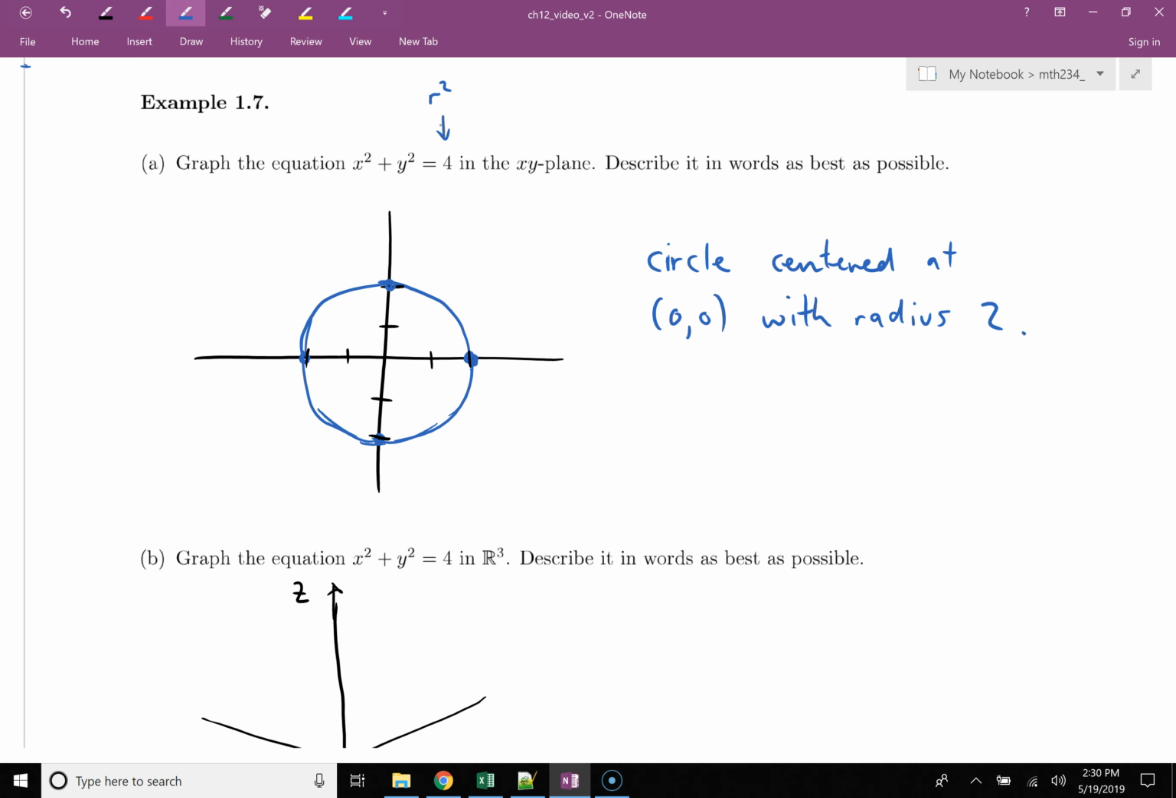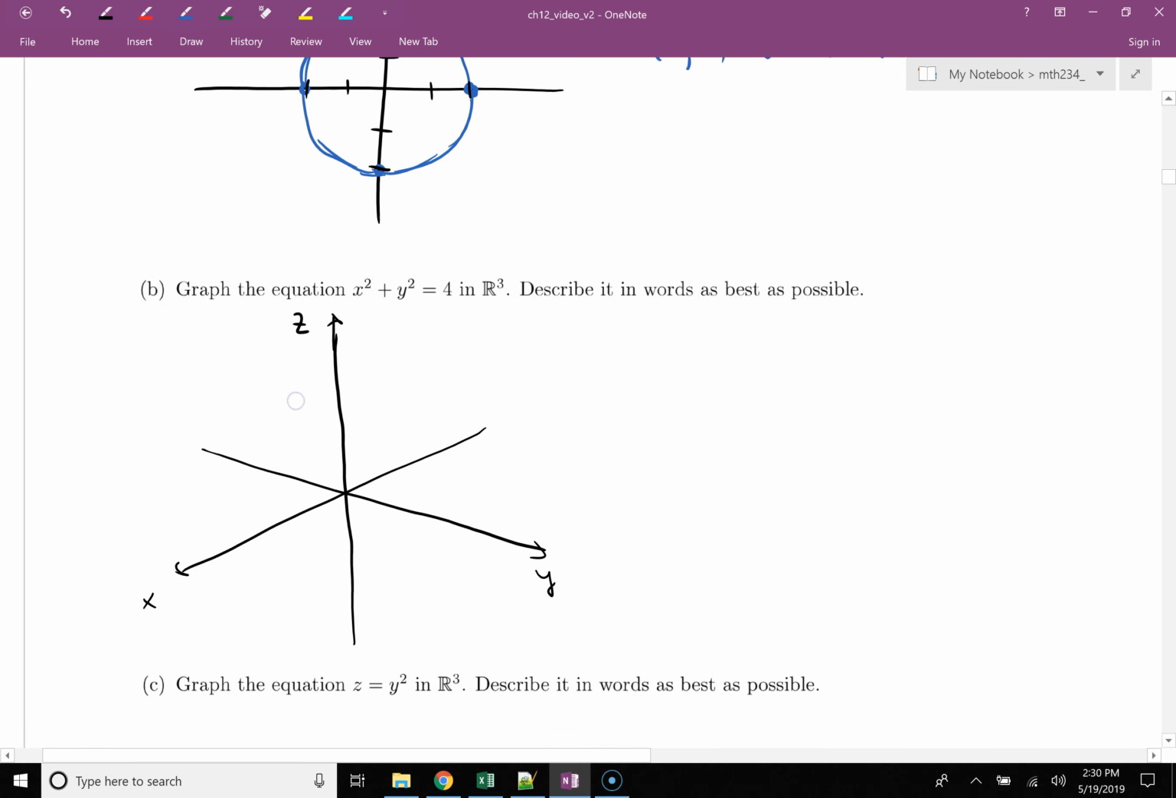Now we'd like to graph this in 3 dimensions. Again, that's our main goal here for this video or this class. So I want to graph x squared plus y squared equals 4 now in 3 dimensions. Well, you can notice that this equation has restrictions on x and y. X and y can't be any old thing they want to be, but z can. There are no restrictions on z whatsoever.